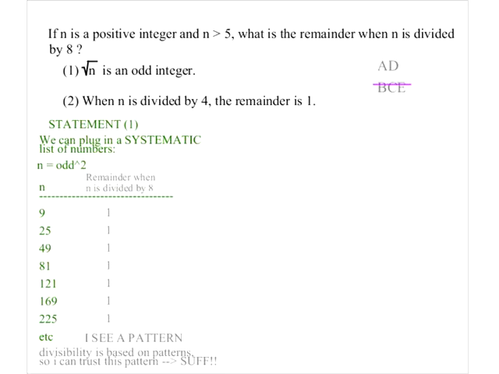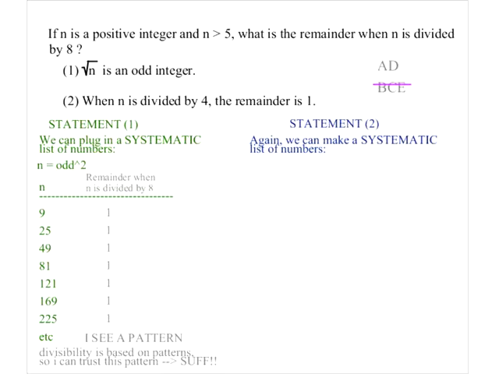Okay, statement 2. Again, this is a very systematic list that we can make. Just all the numbers that give you that remainder. So, again, we can make a systematic list of numbers.